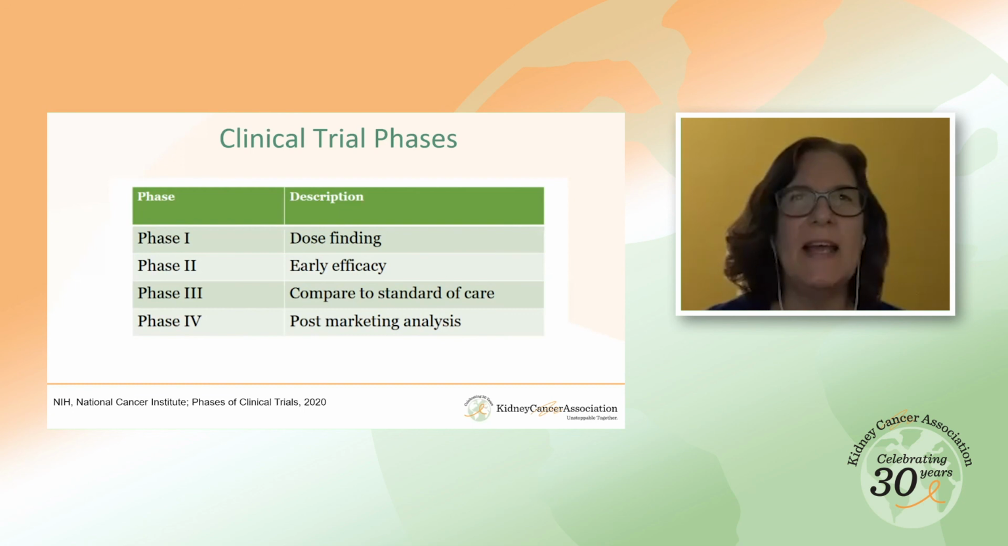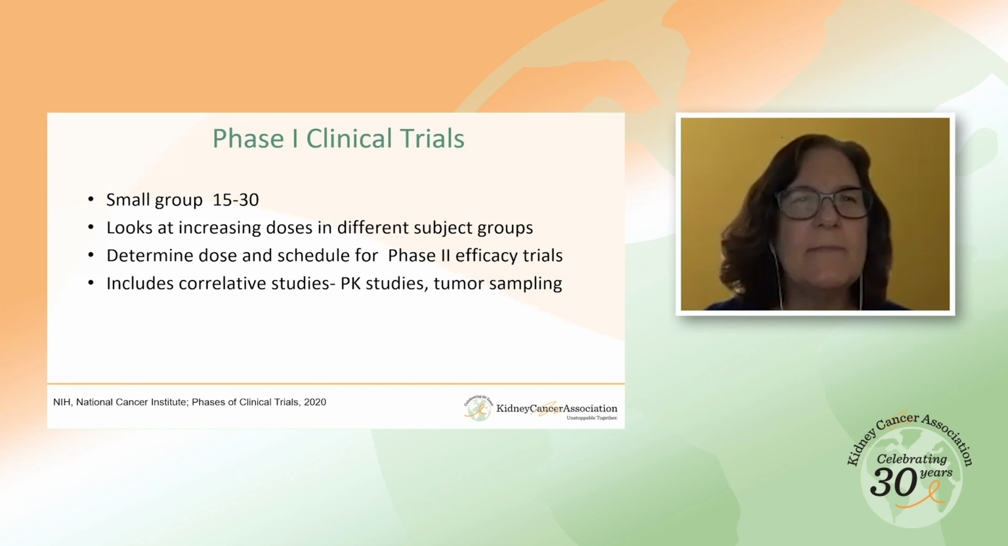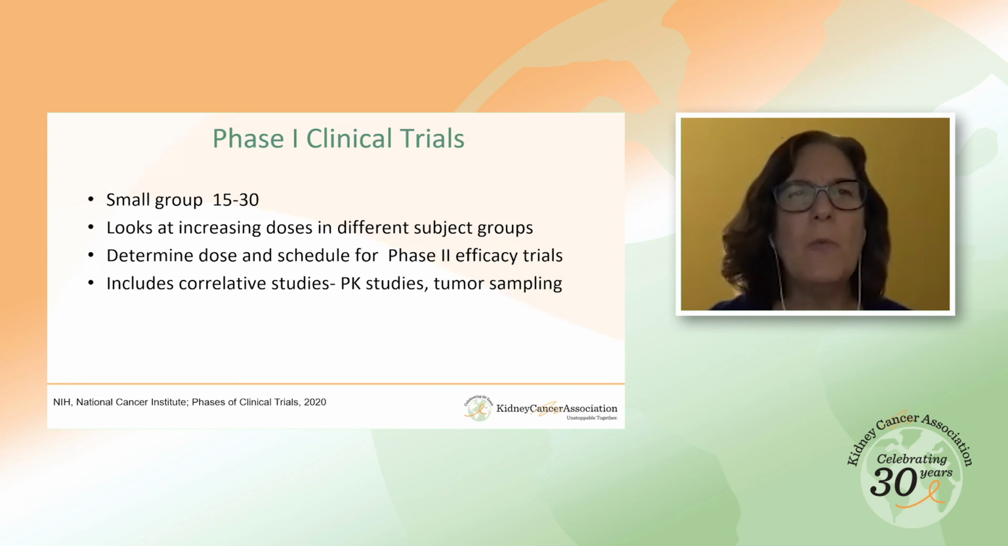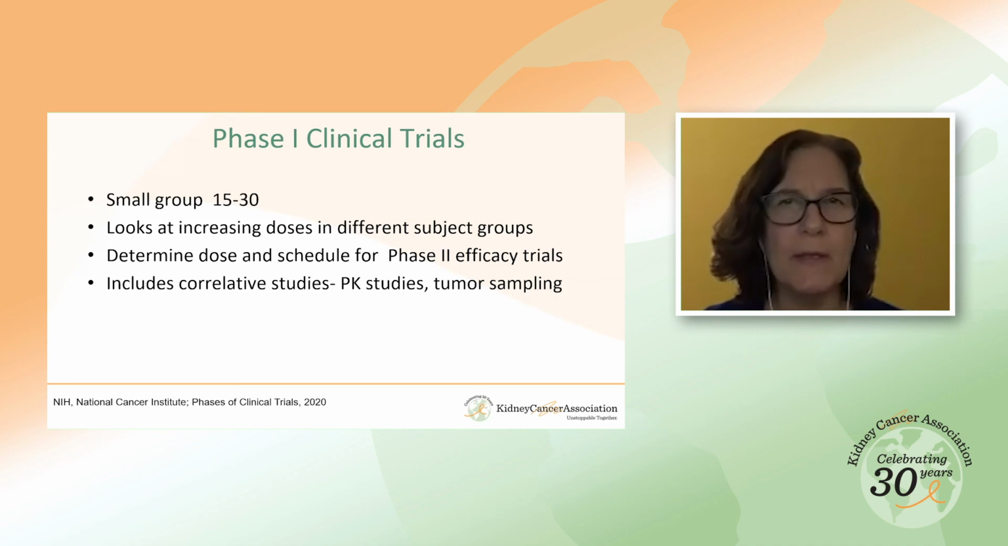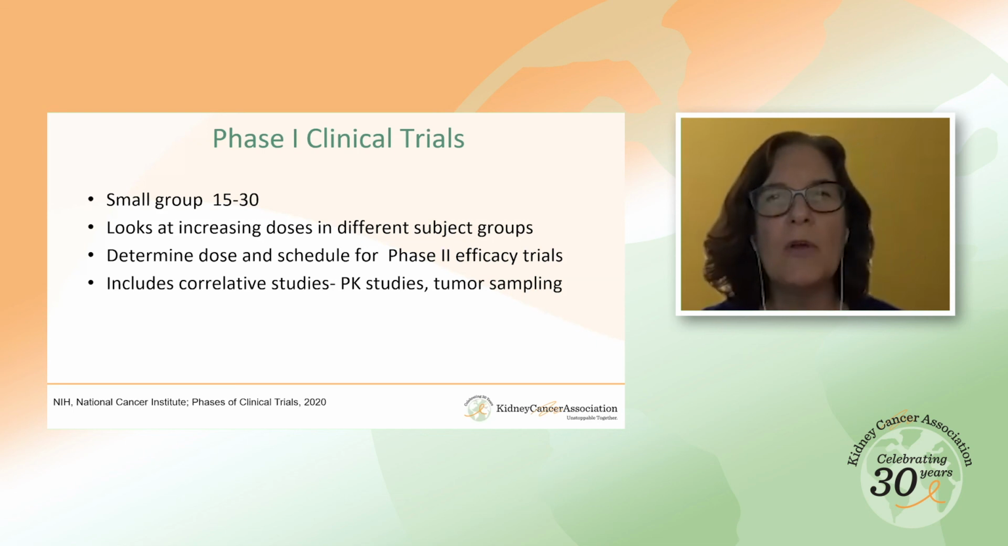In my next slide, looking at phase 1 clinical trials, we are looking at increasing doses in different subject groups. We want to determine the dose and schedule for what will hopefully be the phase 2 trial. The phase 1 trial will include additional sampling of blood work to look at pharmacokinetic or PK levels in the blood. Pharmacokinetic levels look at the level of the drug in the body at a given time.